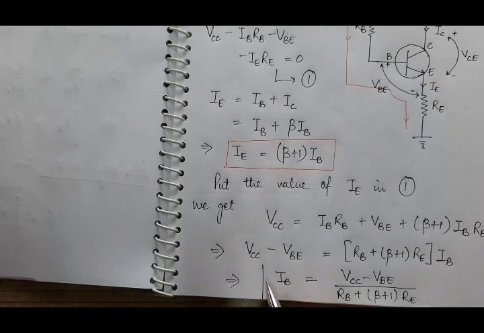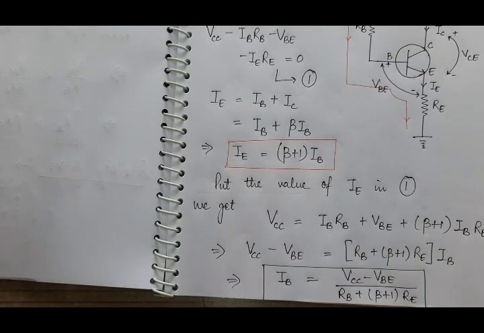So this is the value of IB, and from this value of IB, calculate the value of collector current IC. What is that? That is beta IB. In case of numericals, you will keep this beta plus 1 as it is. But in theory, we know that the value of this beta is high as compared to 1. So you can ignore this 1 as compared to this beta. So you can write this beta plus 1 approximately equal to beta.